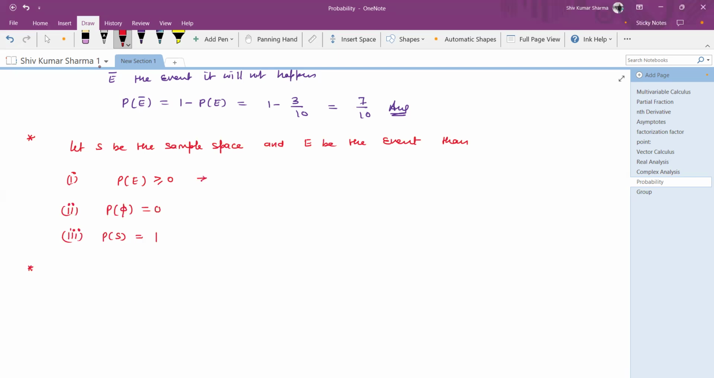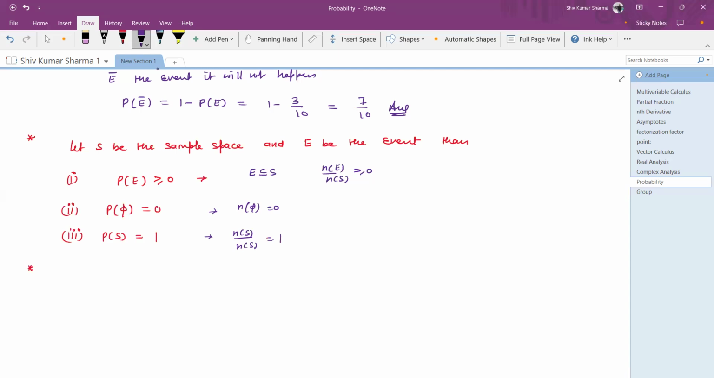For the first one you can remember this: when event E happens, event E is always a subset of S. So we can write it as n(E) upon n(S). So when an event happens, the probability should be greater than 0. Here phi means the empty set. n of phi means the null set, containing 0 elements. So containing 0 elements means probability will be 0, n(phi) upon n(S). And here n(S) upon n(S) equal to 1.